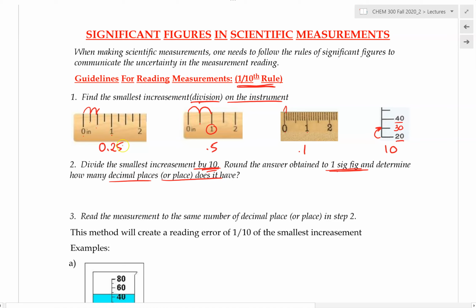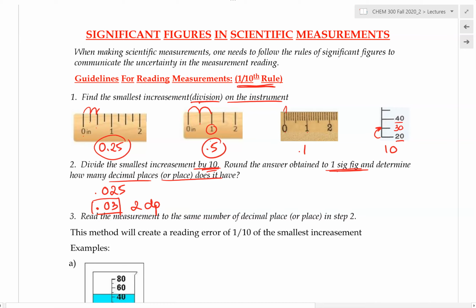If we follow this rule, we take this 0.25 and divide it by 10, which equals 0.025. Once we have obtained this value, we round it to one significant figure. In this case, when we round this to one significant figure, it equals 0.03. Now we pay attention to how many decimal places this value has. This answer has 2 decimal places.